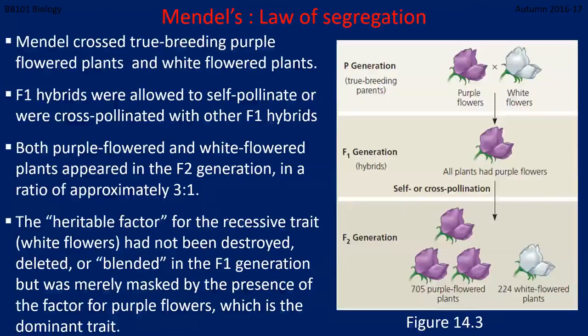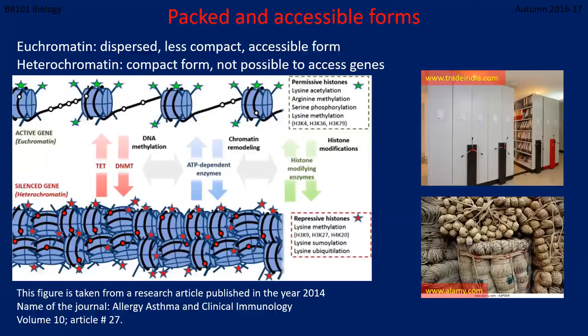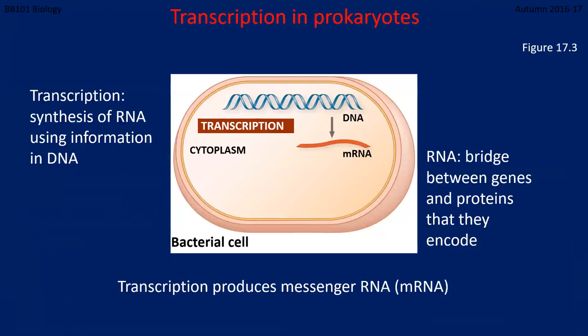Going back to our point about the transcription. So that's one of the differences, or you can say two differences. In the first process, the information from DNA is transcribed in terms of RNA, and in this particular case that RNA is called messenger RNA, the short form of that is mRNA. RNA is basically the bridge between the genes and the proteins that they encode.